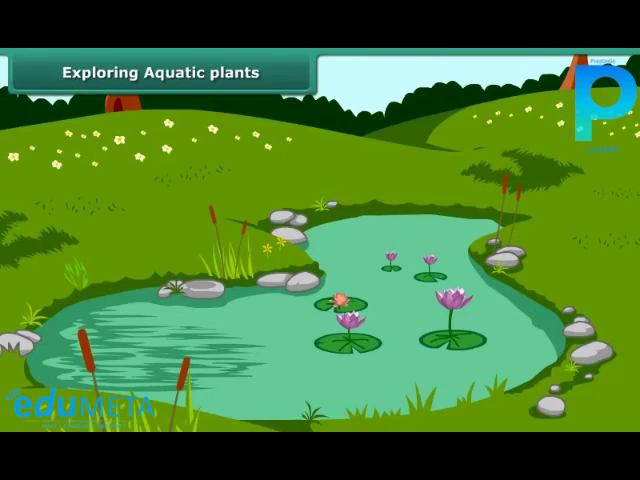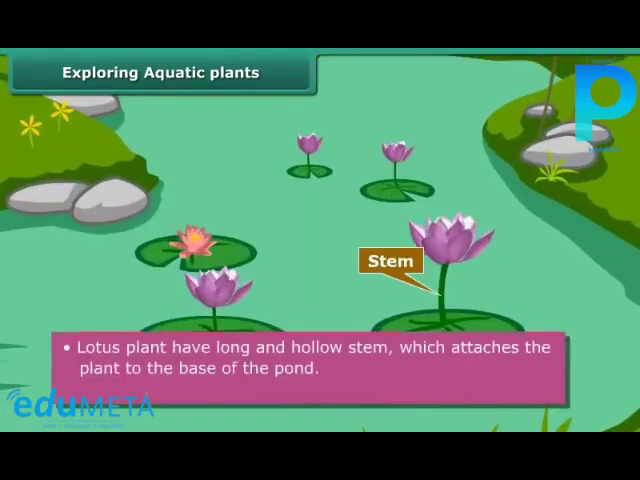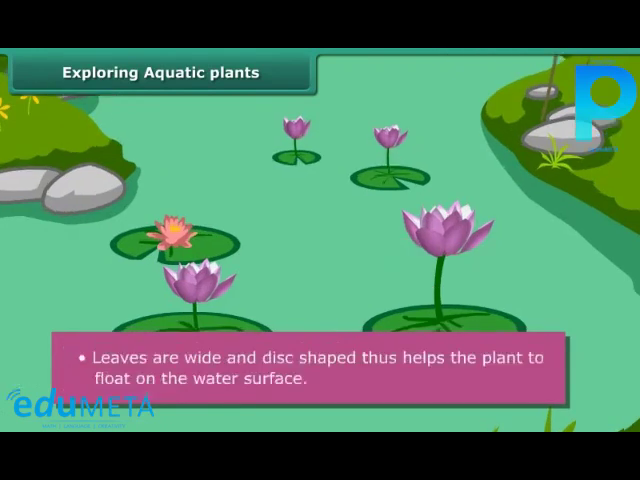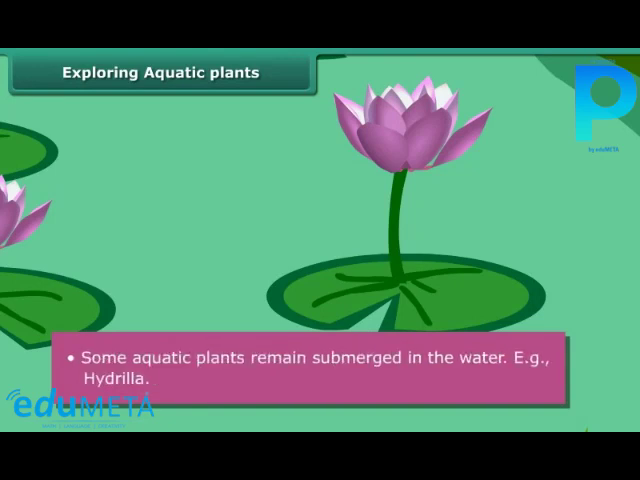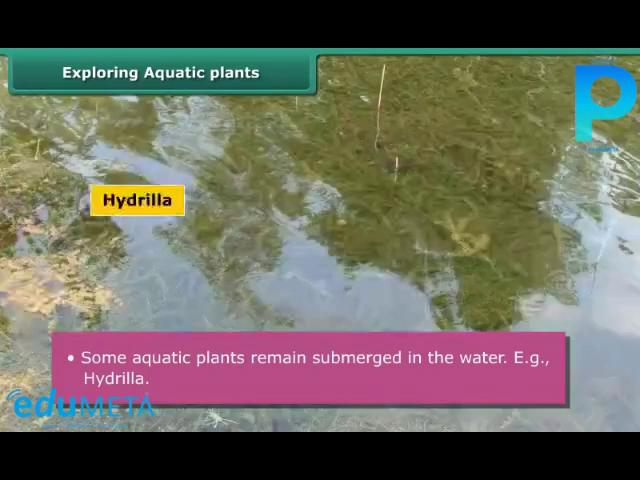Students, you might have seen lotus floating in ponds and lakes. These plants show various adaptations to live in water. Lotus plants have a long and hollow stem, which attaches the plant to the base of the pond. Roots are short. Leaves are wide and disc-shaped, which helps the plant to float on the water surface. Some aquatic plants remain submerged in the water. For example, hydrilla.